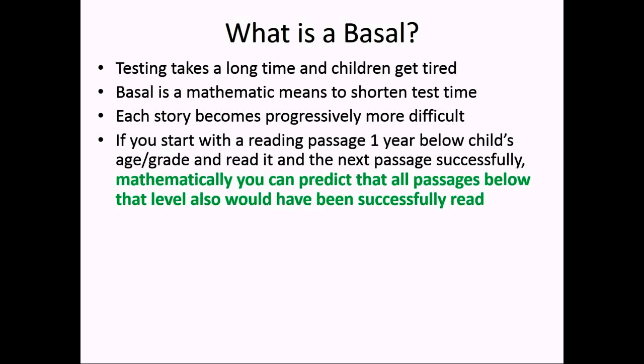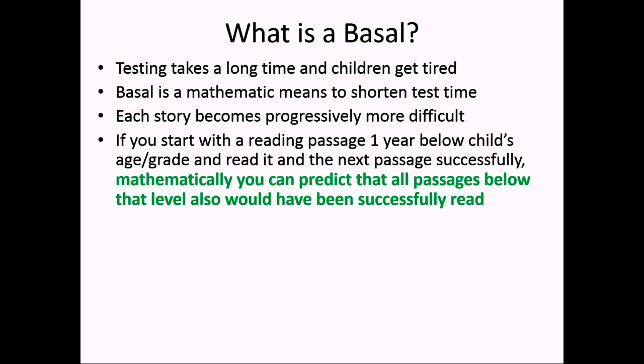If you start with a reading passage 1 year below the child's age grade level and read the next passage successfully, mathematically you can predict that all passages below that level would have been also successfully read. So the entry level is 1 year below the child's age or grade level, at least. Okay? So the test manufacturers have you start at that point that's at least a year below the child's age or grade level.